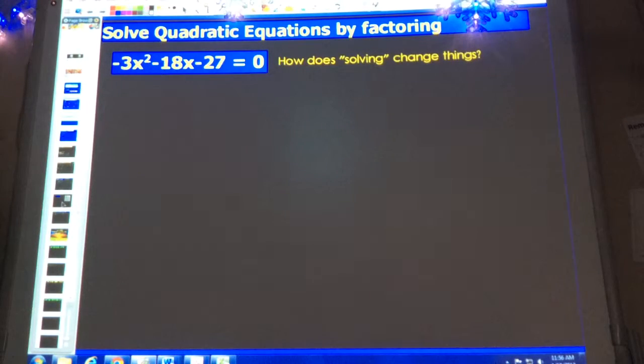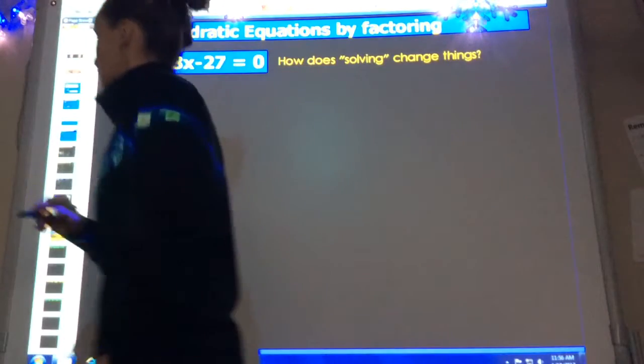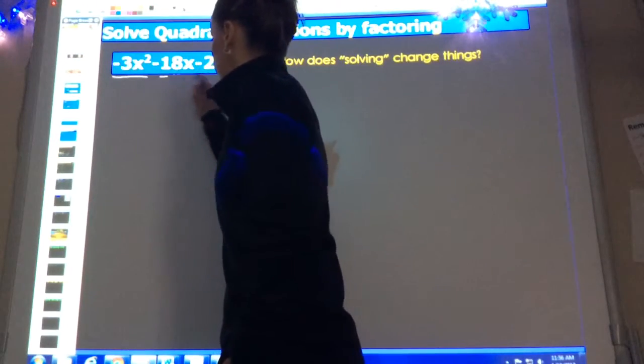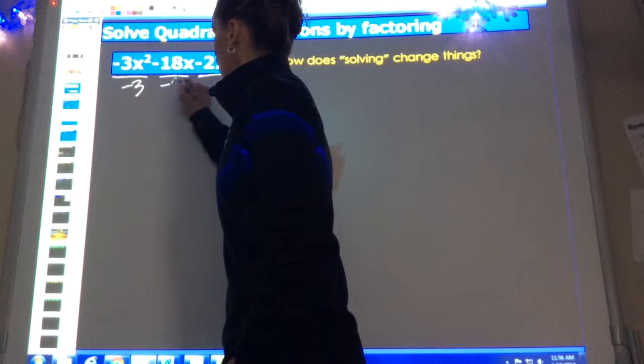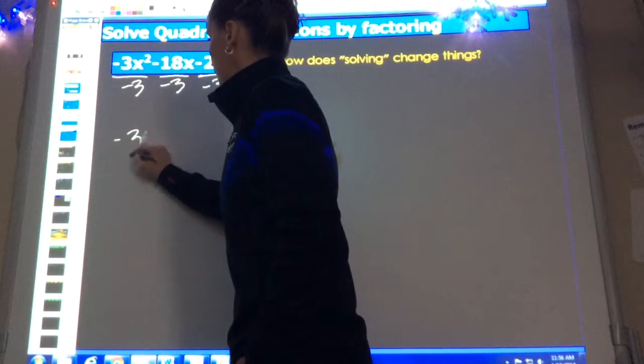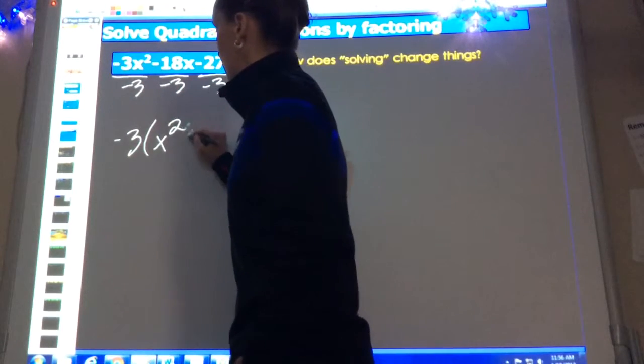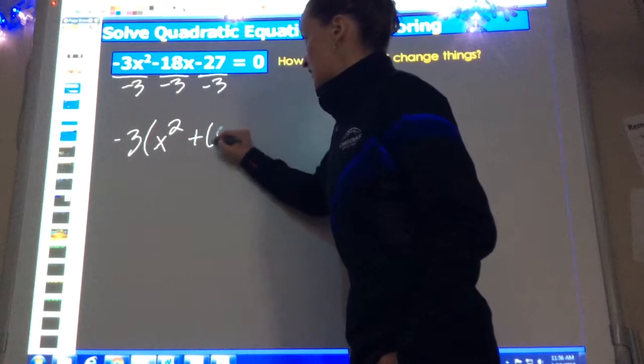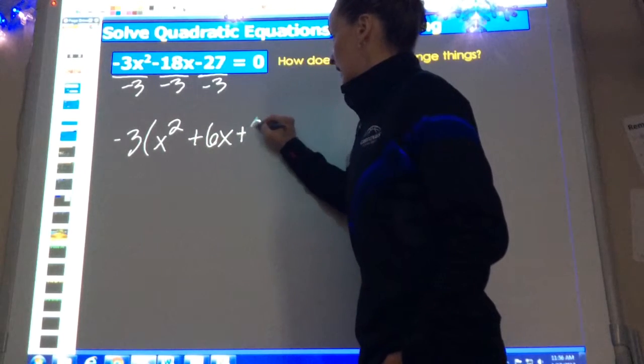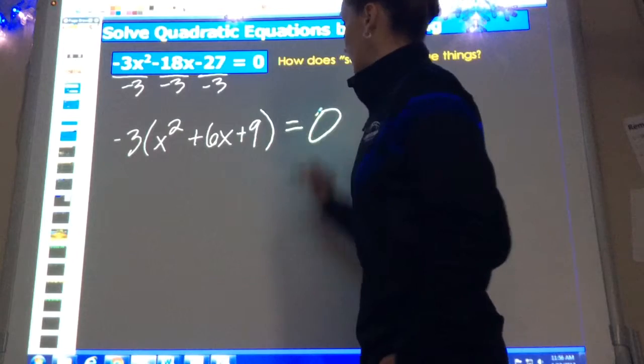But what is our first step of factoring again? Okay, what can we take out of everything? Negative 3. So watch this then. We have a negative 3. We're going to be left with x squared, then plus 6x, then plus 9.